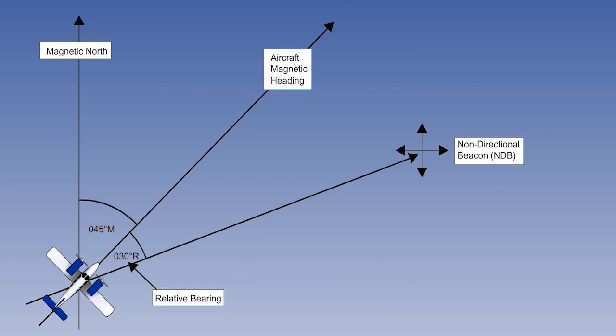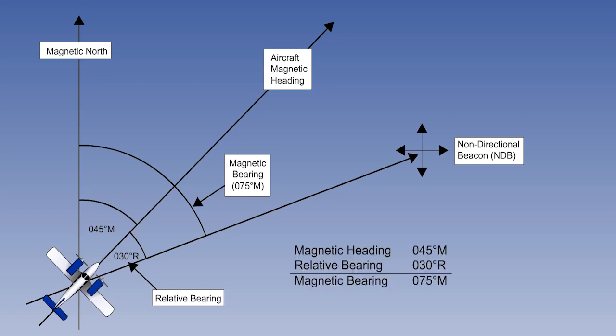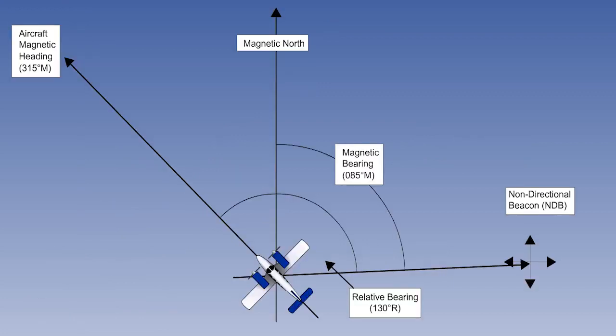We'll assume that the aircraft is on a heading of 045 degrees magnetic. The relative bearing of the NDB is 030. You can see that this gives us a magnetic bearing to the NDB of 075. This gives us the method of converting a relative bearing into a magnetic bearing. You add the relative bearing to the magnetic heading. If the answer comes to more than 360 degrees, you subtract 360.